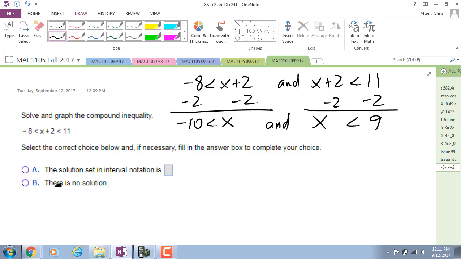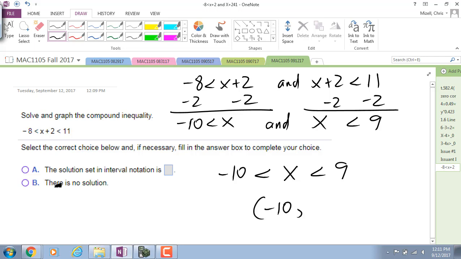If -10 is less than x and x is less than 9, then x is between -10 and +9, and we're looking at the open interval. I say open because it has parentheses on both sides. It does not contain either one of its endpoints. The open interval, -10 to 9.